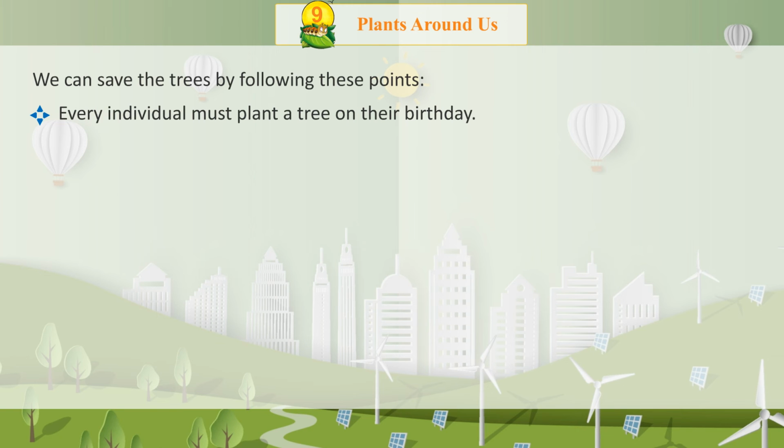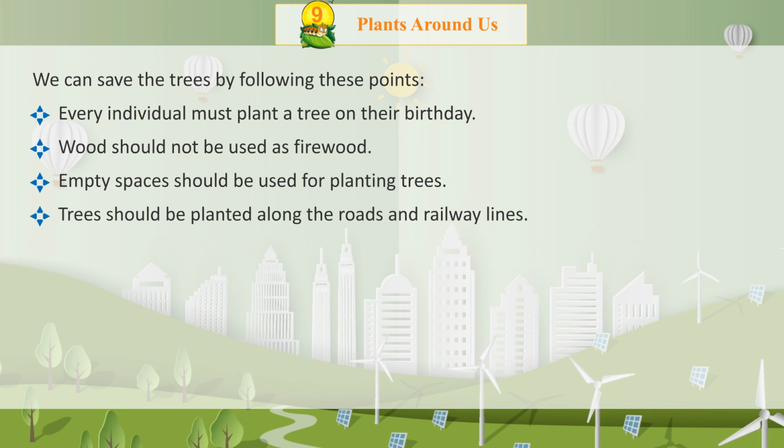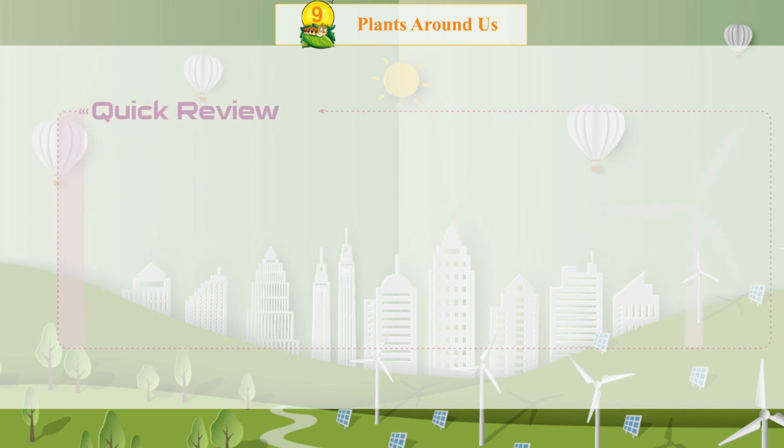Every individual must plant a tree on their birthday. Wood should not be used as firewood. Empty spaces should be used for planting trees. Trees should be planted along the roads and railway lines.